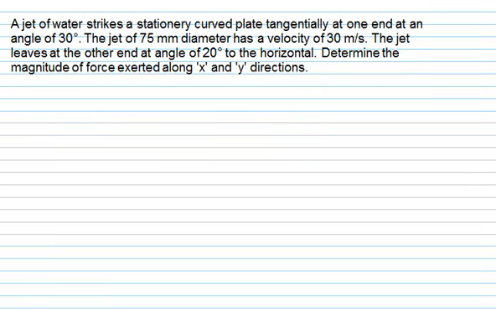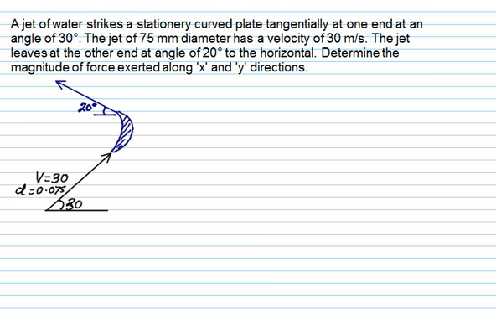A jet of water strikes a stationary curved plate tangentially from one of the ends at an angle of 30 degrees. The jet of 75 mm diameter has a velocity of 30. The jet leaves at the other end at an angle of 20 degree to the horizontal. Determine the magnitude of the force exerted along x and y direction. So it enters at 30, leaves at 20 with the same velocity, assuming that there is no friction.